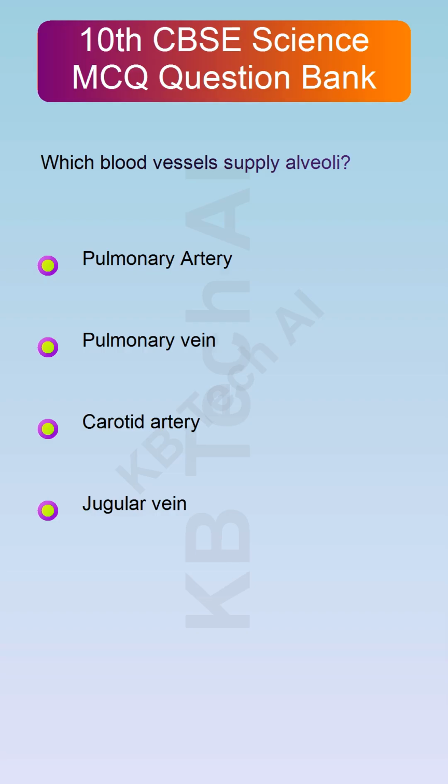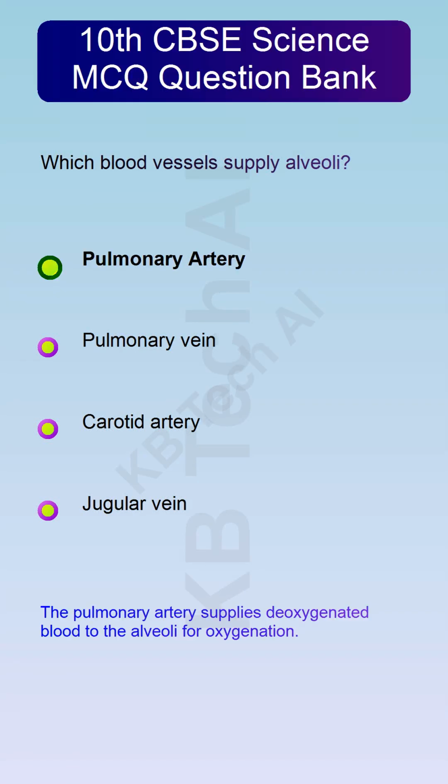Which blood vessels supply alveoli? Option 1, pulmonary artery. Option 2, pulmonary vein. Option 3, carotid artery. Option 4, jugular vein. The answer is, option 1, pulmonary artery.